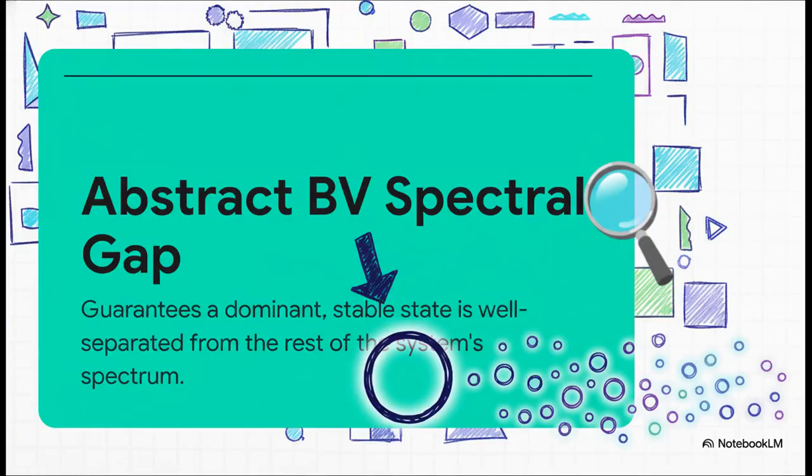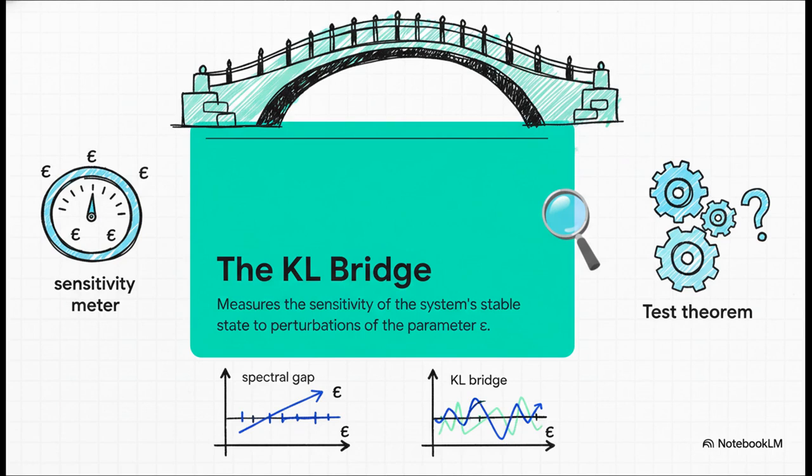And because we can control that variation, we get this incredible property, an abstract BV spectral gap. This is the result we're really after. It basically means our system has one main, dominant, stable state, and that any other weird behaviors just fade away really, really quickly. In a nutshell, it's what gives us predictability. And the last piece of the puzzle is what I like to call the KL bridge, which comes from Keller-Liverani perturbation theory. Think of this as our sensitivity meter. The spectral gap tells us the system is stable at one specific value of epsilon. The KL bridge tells us what happens when we tweak that epsilon. Does the whole system get shaken up, or does it stay put? This is what we need to prove rigidity across a whole range of parameters.